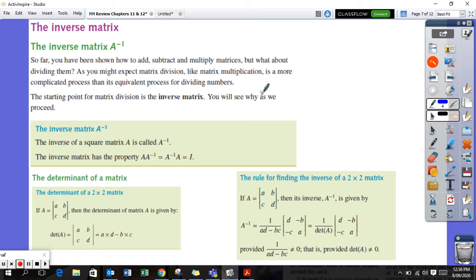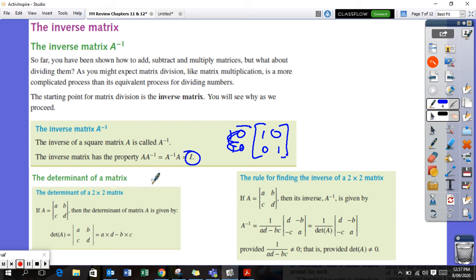Okay, so we're going to look now at chapter 12. We'll start off with the inverse matrix. The inverse matrix is a bit like how divide is the opposite of multiply, and add is the opposite of subtract. The inverse matrix is the opposite of matrix A. So if we go A times A inverse, we end up with the identity matrix. If it's a 2 by 2, that's what we'd end up with.